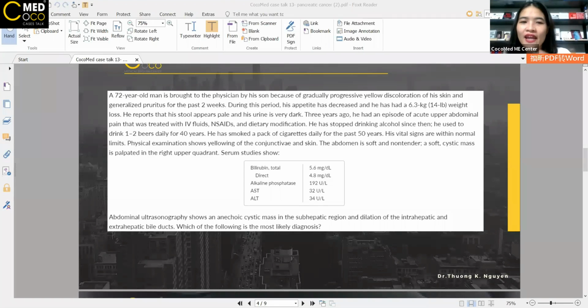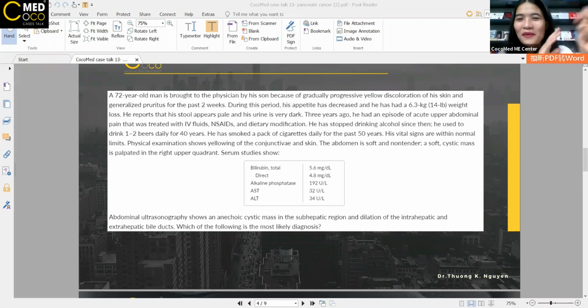And when we see an anechoic subhepatic cystic mass, what is the meaning of that? What do you suspect in your mind? Any idea? We have a mass in the subhepatic region. That made me think about some tumor from the subhepatic region, from the pancreas, or even from the colon, the right colon.